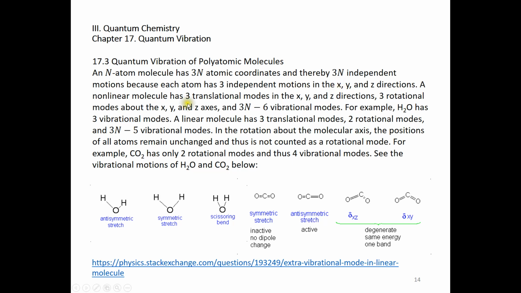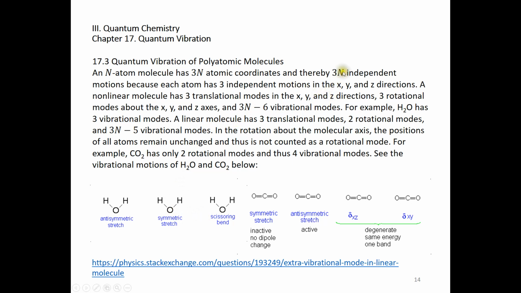Now let's look at nonlinear molecules versus linear molecules. A nonlinear molecule has 3 translational modes in the x, y, z directions, and also 3 rotational modes about the x, y, and z axis. So for example, if you have a water molecule, let's say this is the z-axis, and then we can draw another x-axis and then another y-axis perpendicular to the screen. So 3 rotational axes, 3 rotational motions.